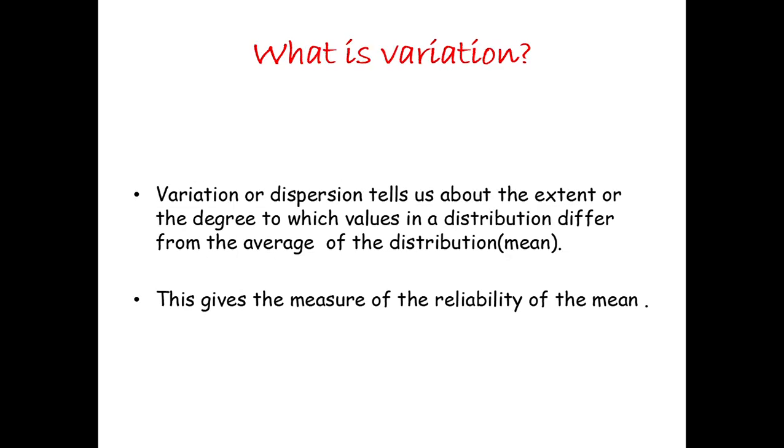Then what is variation? Variation or dispersion tells us about the extent or the degree to which values in a distribution differ from the average of the distribution, that is the mean. This gives the measure of the reliability of the mean.